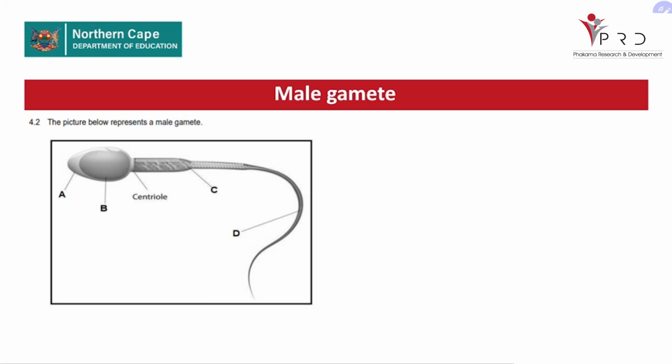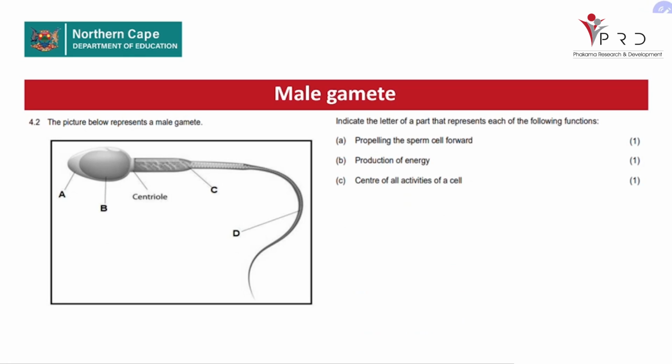Let's look at the second question, which addresses the male gamete only. What do you see in the picture? This picture represents a male gamete, so you need to know how to label the sperm cell. Indicate the letter of a part that represents each of the following functions. So you need to label and know the functions. The examiner gave you the functions, then you have to give the letter that addresses that function.